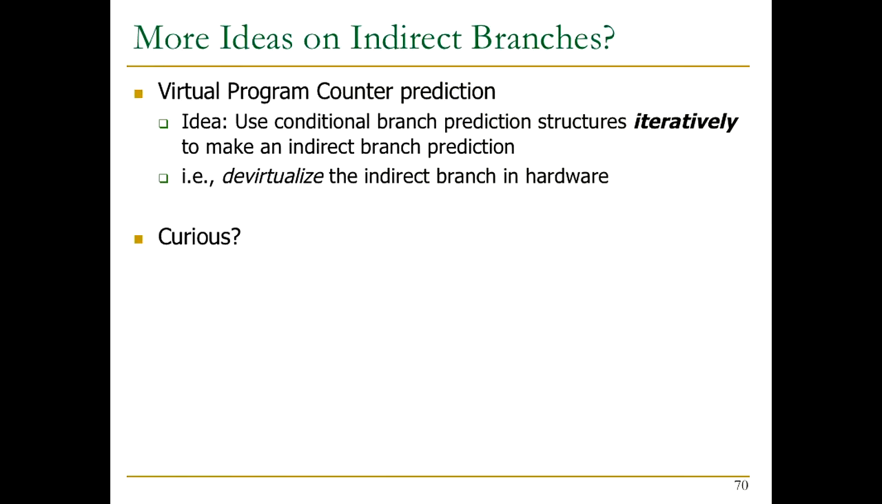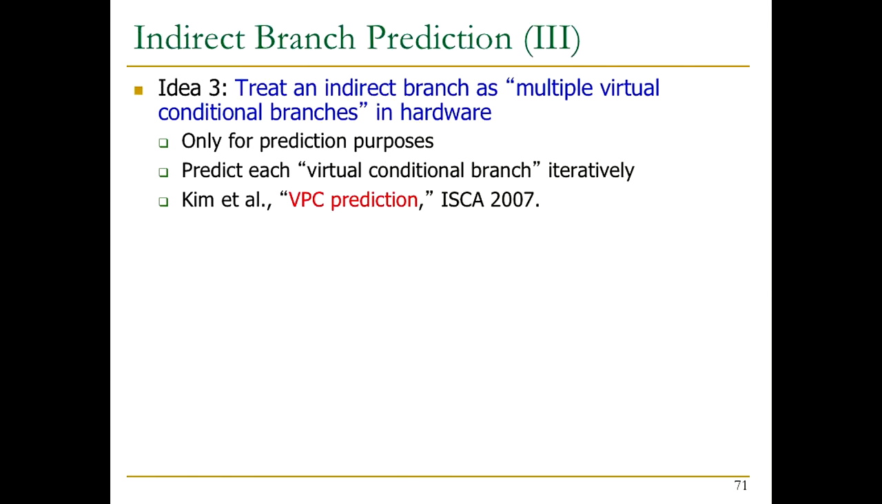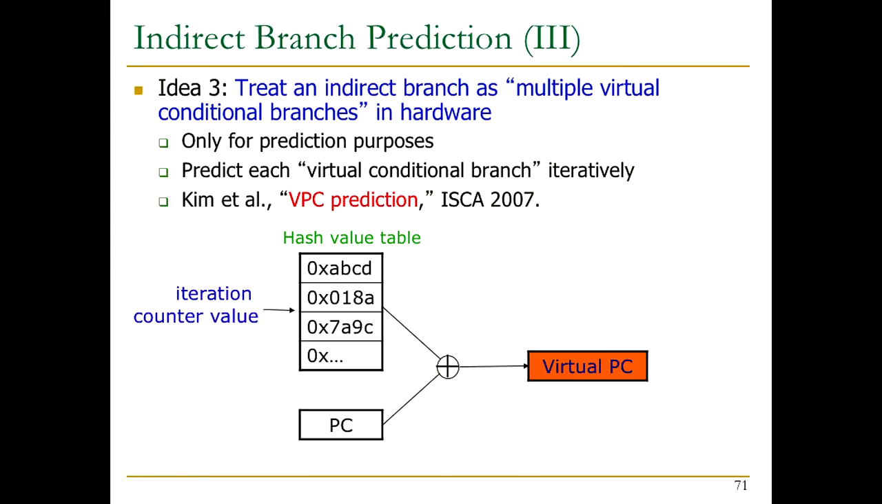Basically, devirtualize the indirect branch in hardware. So if you're curious, you can read that paper. But I'll give you the idea very quickly because you actually know all of the structures that are involved in it. To treat an indirect branch as multiple virtual conditional branches in hardware only for prediction purposes, and predict each virtual conditional branch iteratively.